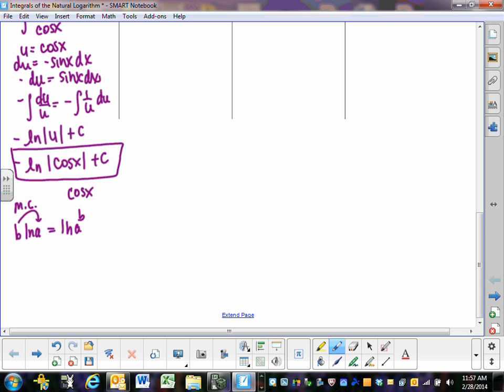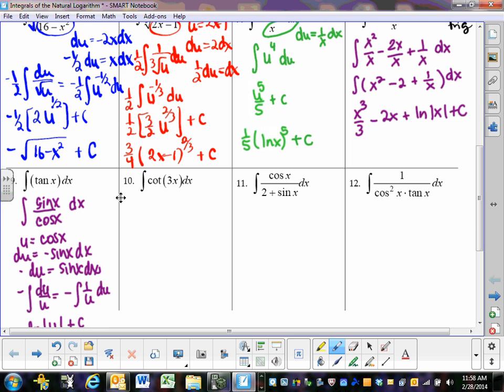And 1 over linear is always natural log, absolute value at the bottom, plus c. So negative natural log, absolute value cosine x plus c. If this were a free response question, this would be acceptable. On a multiple choice, however, a lot of times they would move that power up.